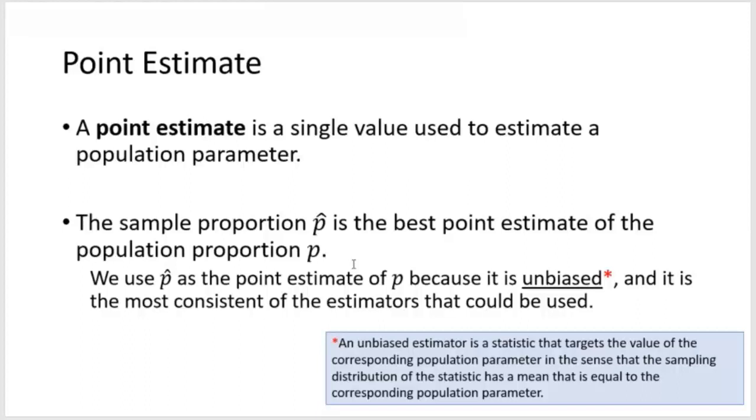If we took a lot of samples and we found the proportion from all of the samples, and then we took the mean of all of those sample proportions, that mean would actually be equivalent to just taking the proportion of the population. So that's a little bit overwhelming. I understand it often is, but make sure you make a note that this is unbiased. So we use p hat as the point estimate for p.